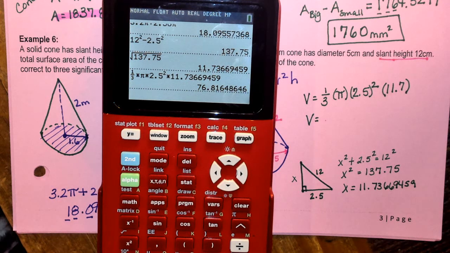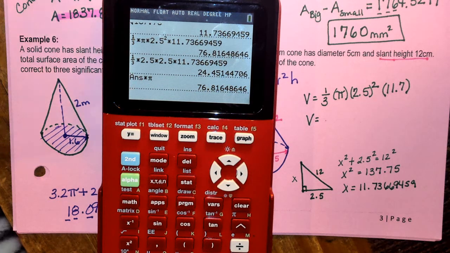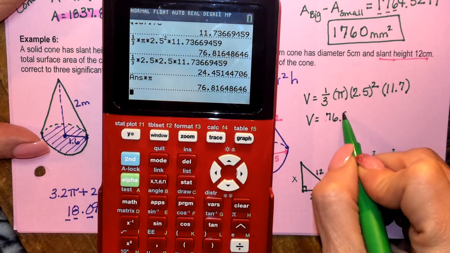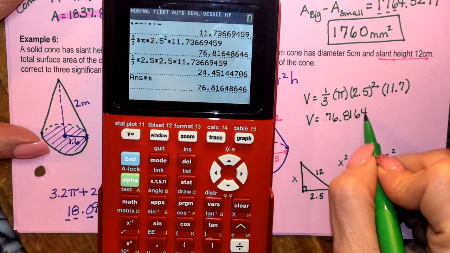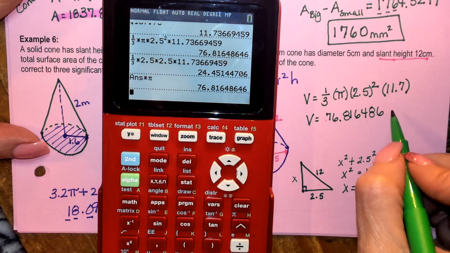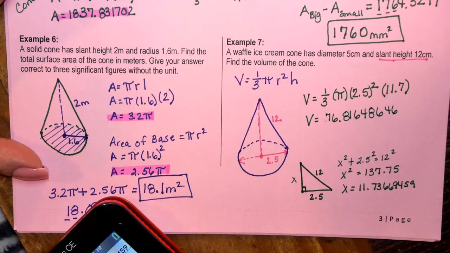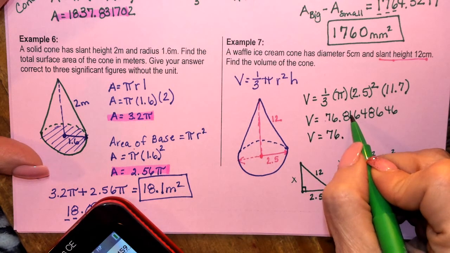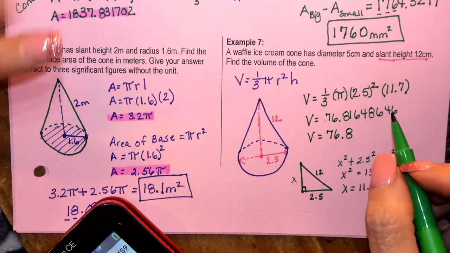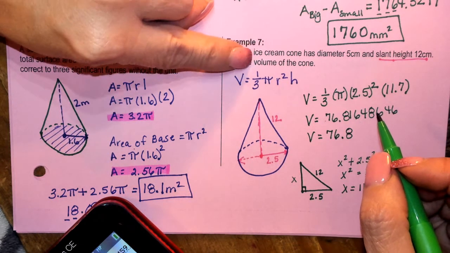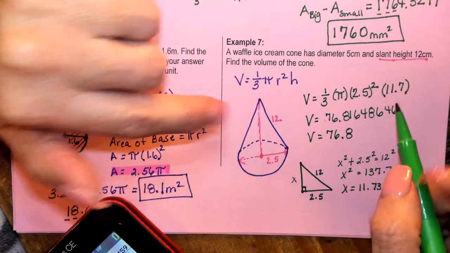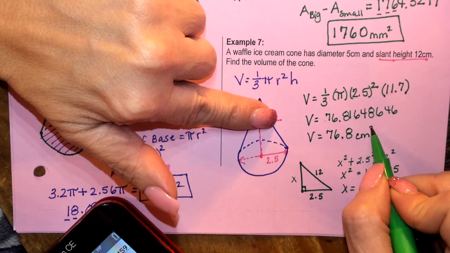Okay, hold on, I'm going to double check my math. I just want to make sure. Nope, we got it right. I forgot to multiply it last time by pi. So we end up getting 76.81648646. And they wanted 3 sig figs, so the volume is 76 point. The 1's not going to do anything, so it'll be 8. And we are doing, oh, I'm sorry, I looked over here. It doesn't even say I'm going to do 3 sig figs. Centimeters. Centimeters. Volume is cubed.